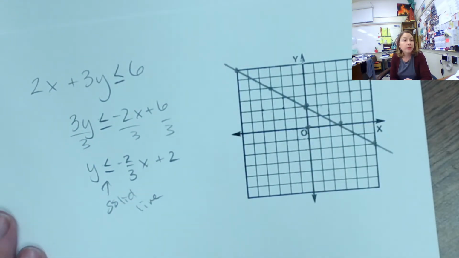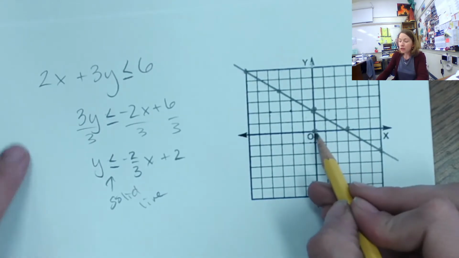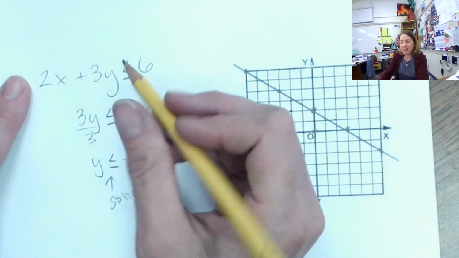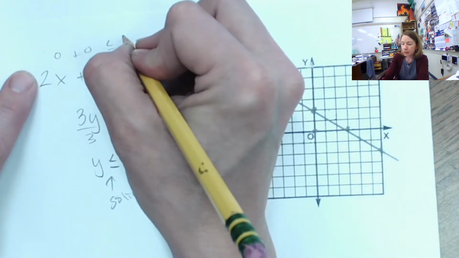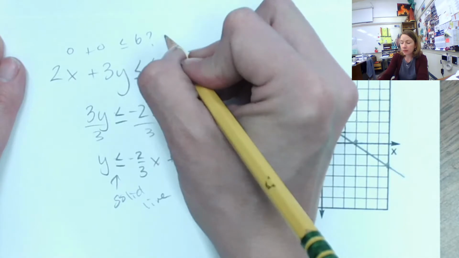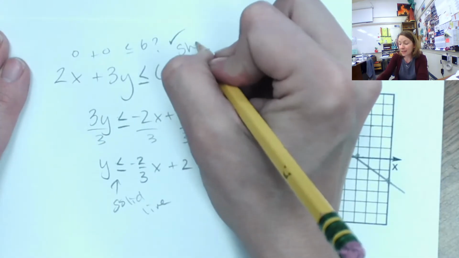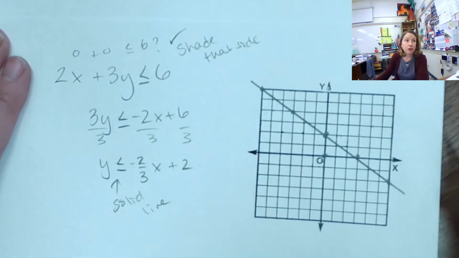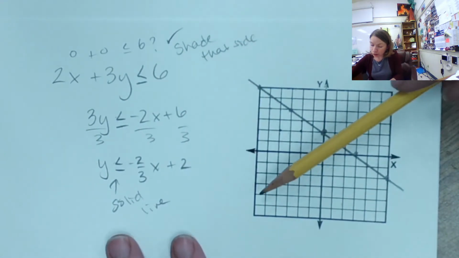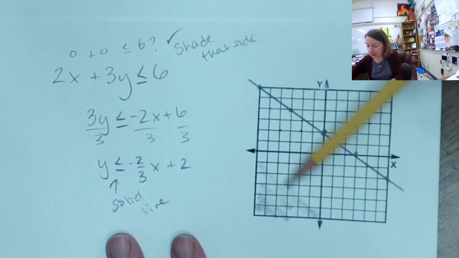I'm going to pick 0, 0 and see if it works. I like to always plug it into my original. That kind of makes it a little bit easier. Is 0 plus 0 less than or equal to 6? Yep, so I shade that side. It's true, so I shade the side that includes 0, 0, so I'm going to shade this side of my graph.